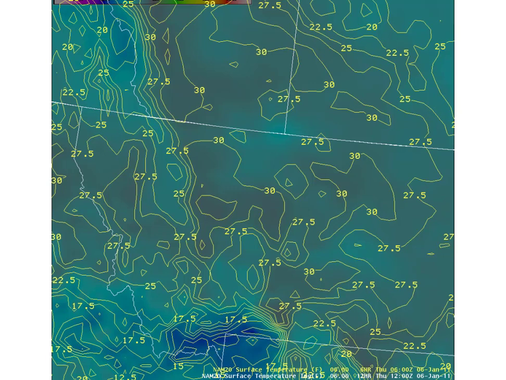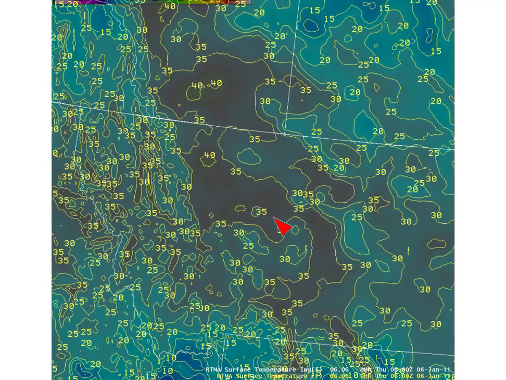Here's the NOM temperature 6-hour forecast valid at 6Z from the 0Z run. The NOM shows values in the upper 20s to low 30s downwind of the Lewis Range here in Montana. And then we go to the RTMA at that time, and we see values that are about 5 to 10 degrees warmer than forecast downwind of the Lewis Range and extending up here into Canada.